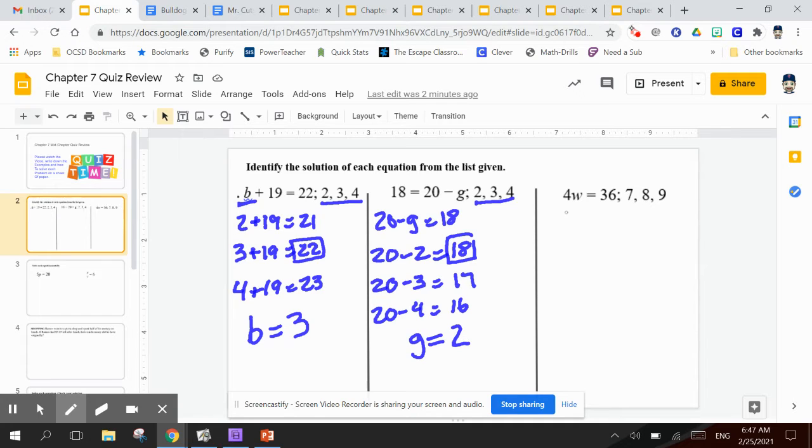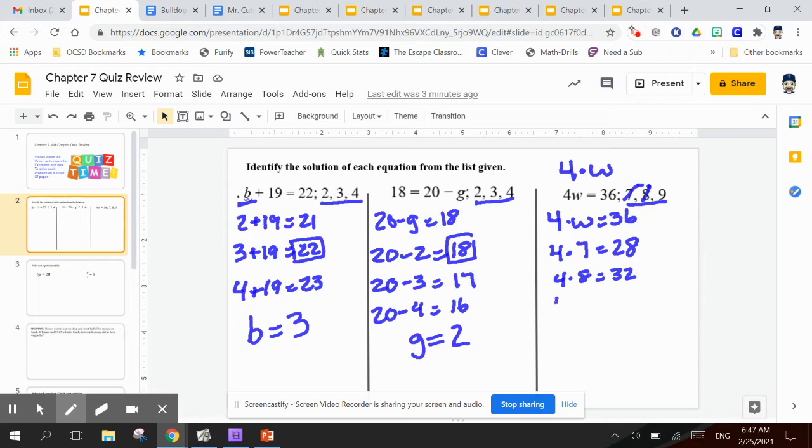And then the last one, 4W equals 36. So remember, anytime you have a number and a variable side by side, it means to multiply. So I have 4 times W equals 36. So let's try each one of those numbers. 4 times 7, take out my W, put in 7, is 28. Does 28 equal 36? No. So let's try 8. 4 times 8 equals 32. Does 32 equal 36? No.